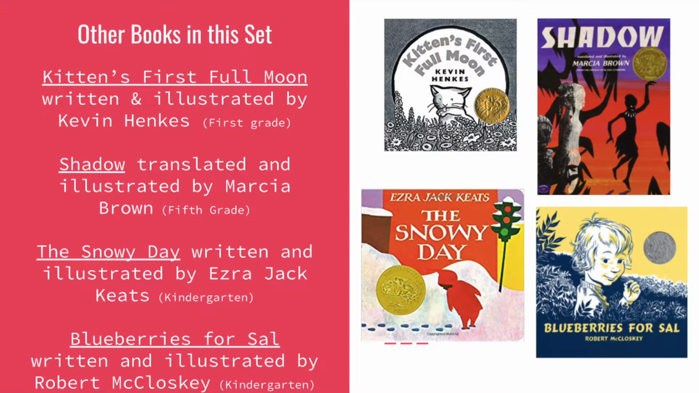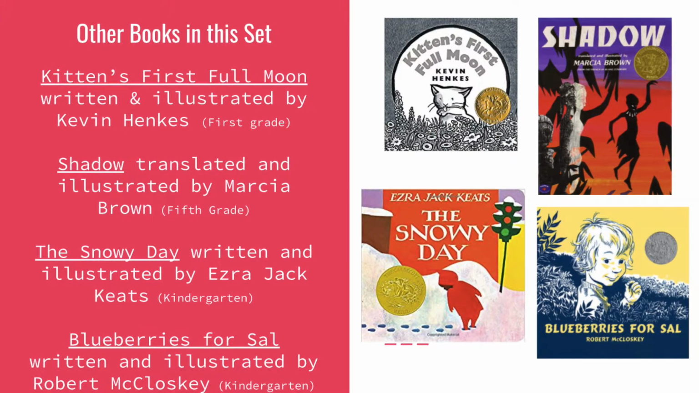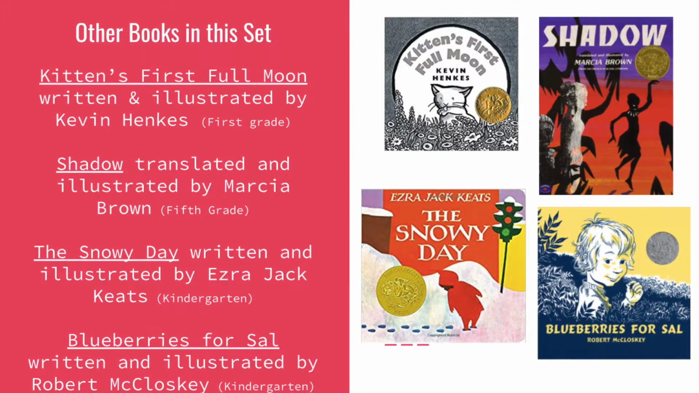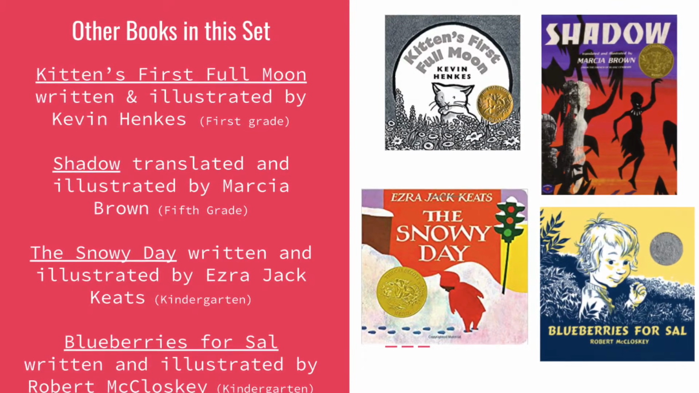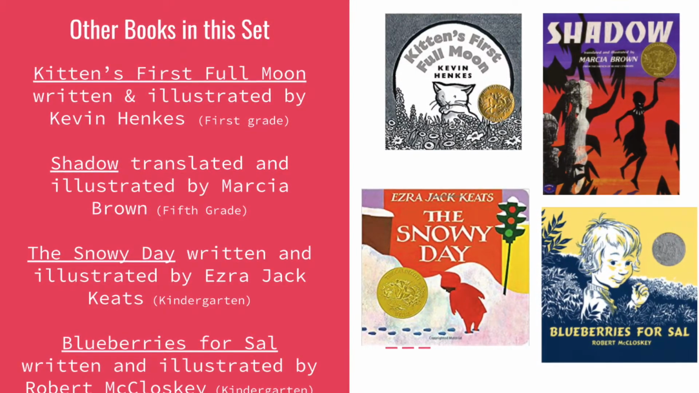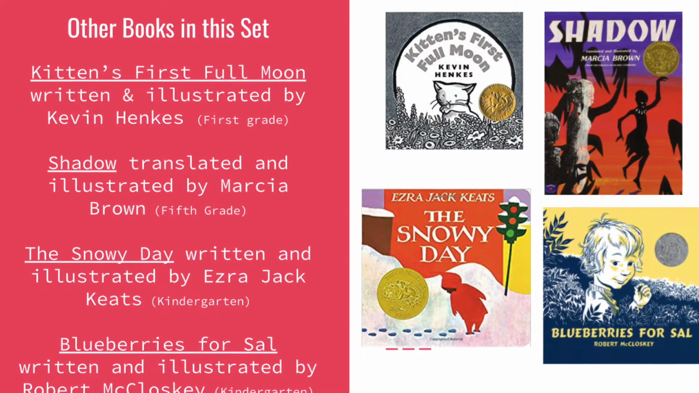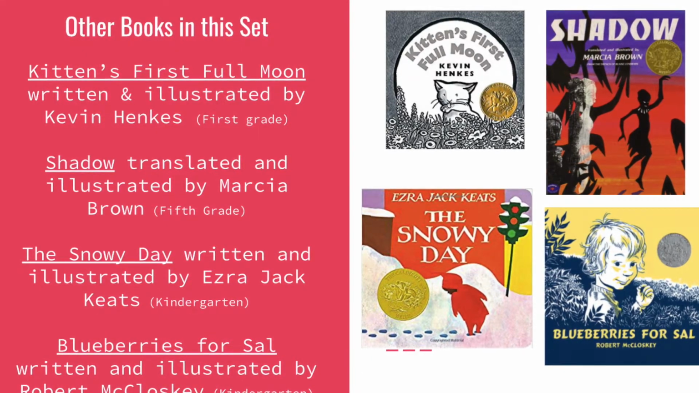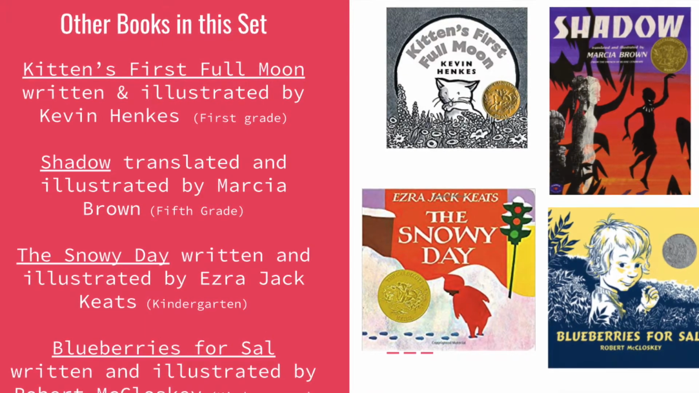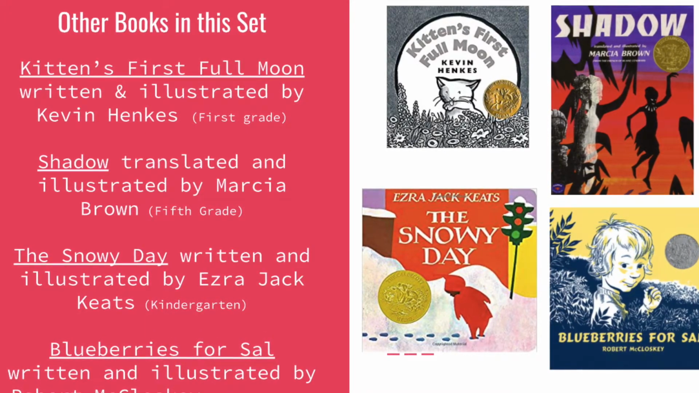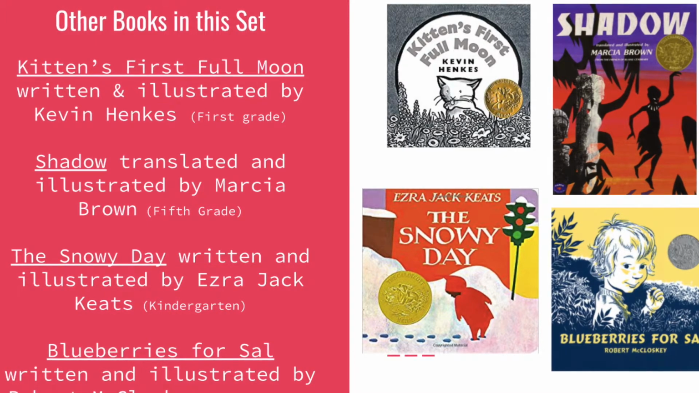Other books in this set include Kitten's First Full Moon, written and illustrated by Kevin Hanks. This is about a little kitten that looks up into the sky and thinks the moon is a bowl of milk. Hanks takes you through Kitten's adventure of trying to drink the moon as milk. There is also Shadow, which is translated and illustrated by Marsha Brown. Brown portrays and tells an African legend of Shadow, which is a mysterious figure of both past and present that lurks everywhere.